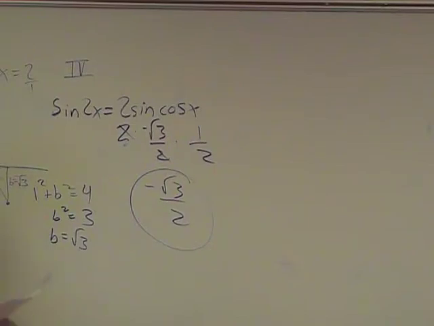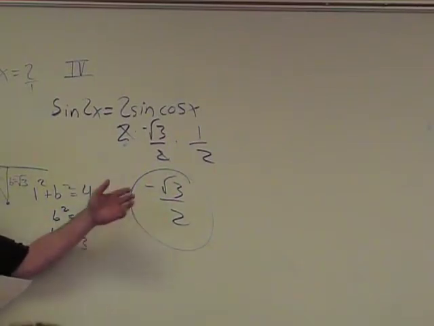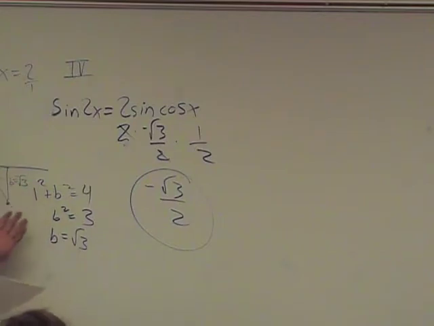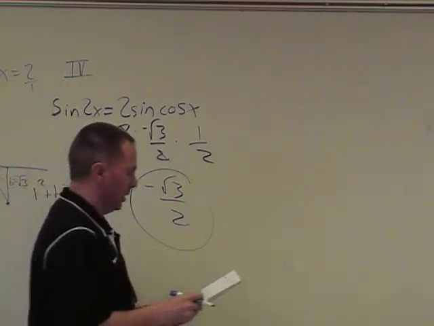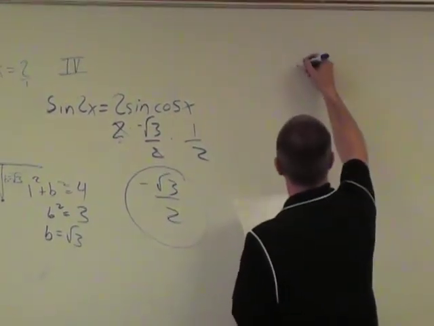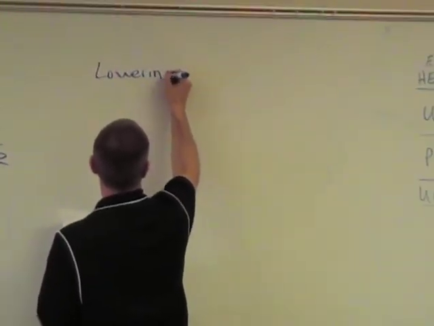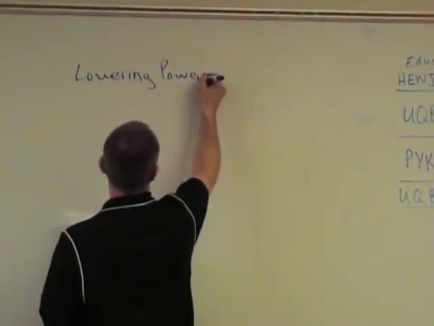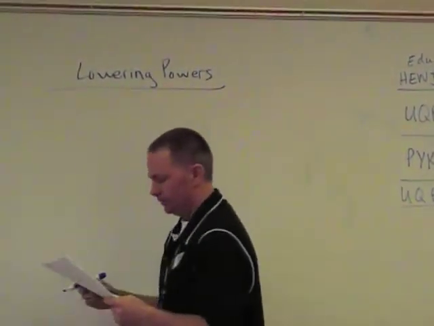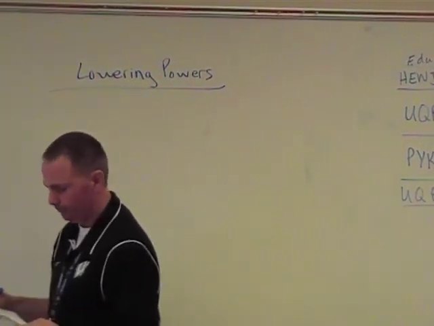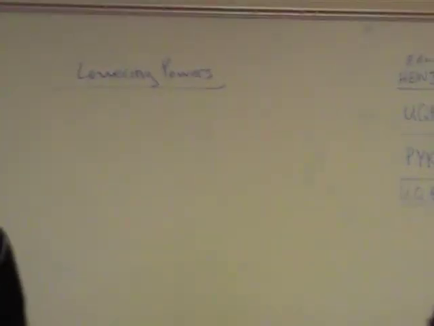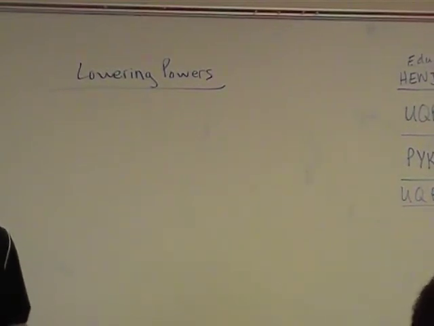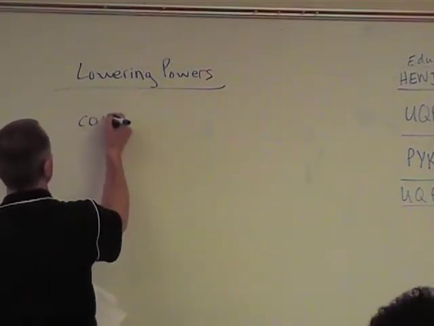Okay. All right. And then again, you do cosine of 2x, and then you do tangent of 2x. But you have to do this to get these answers, to be able to do those formulas. All right, lowering powers. Let's see here, what do I want to do here? Lower powers. Let's do cosine to the 4th x.